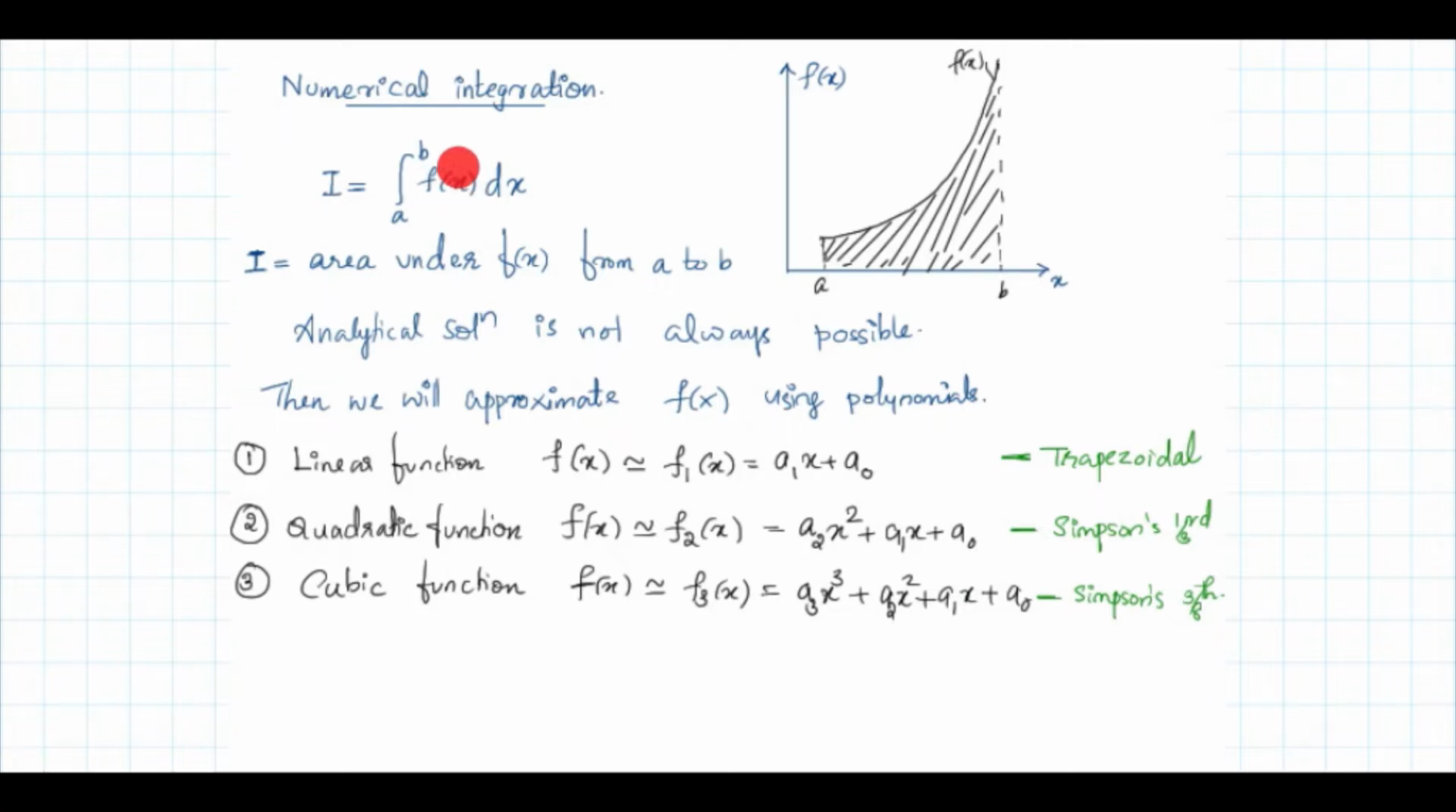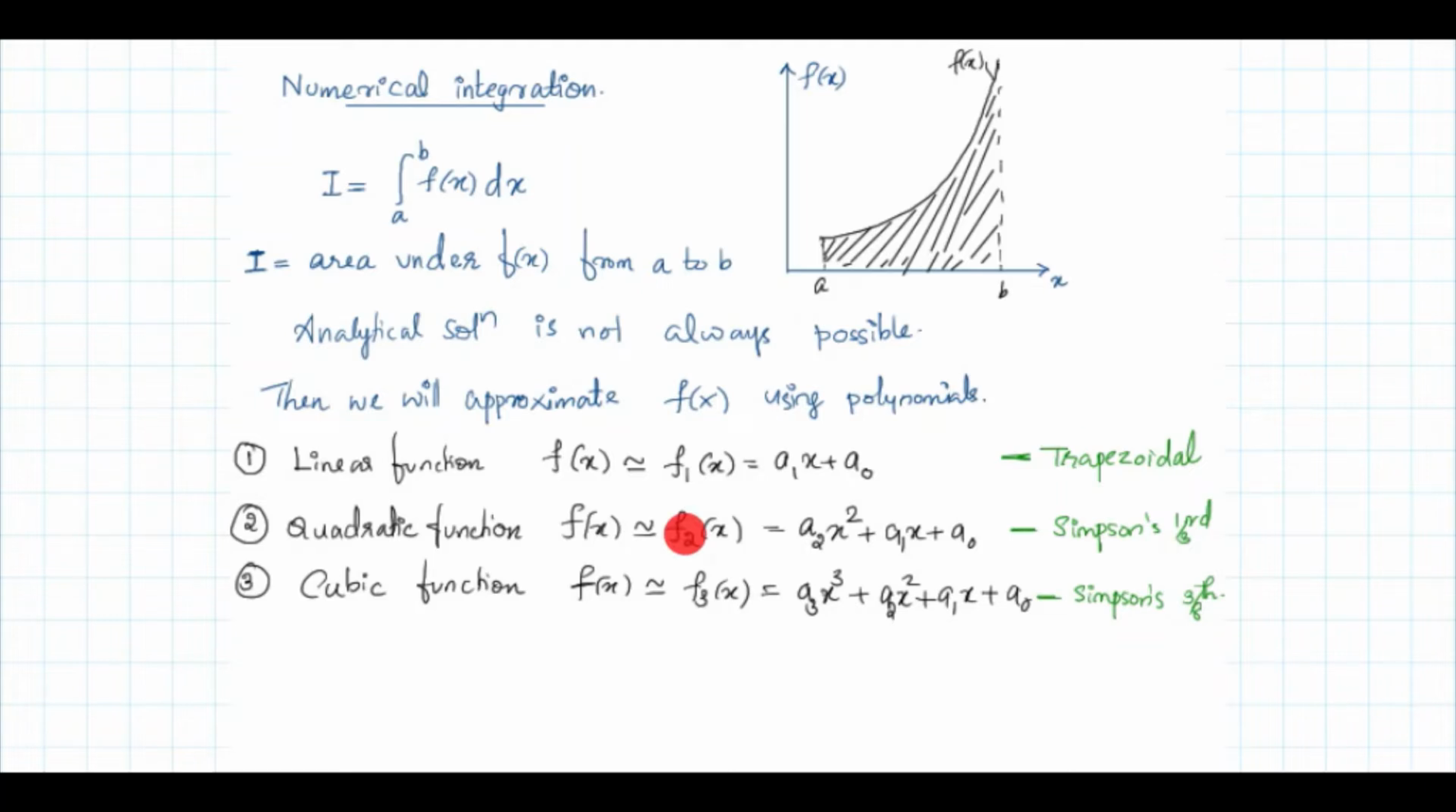The basic idea is to replace this function f of x using a polynomial function. If you choose a first degree polynomial, that is a linear function like a1x plus a0, where the variable x is in first power, so it is a polynomial of first degree. If you approximate f of x using this function and calculate the value of the integral, that method is known as the trapezoidal rule. Why this name, I will explain.